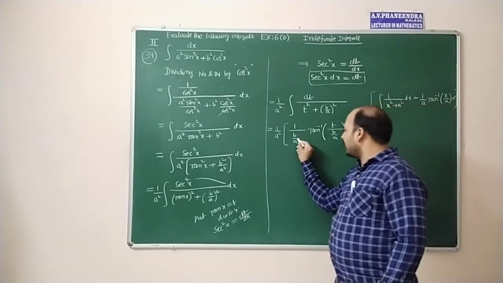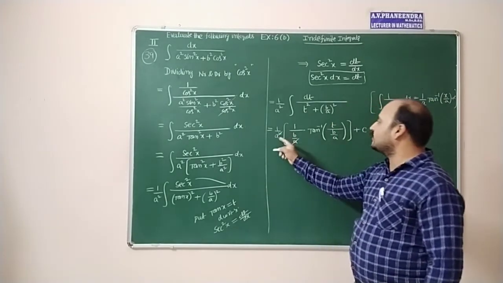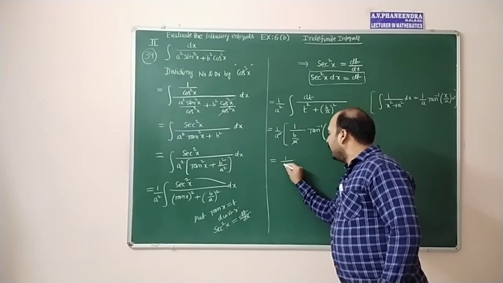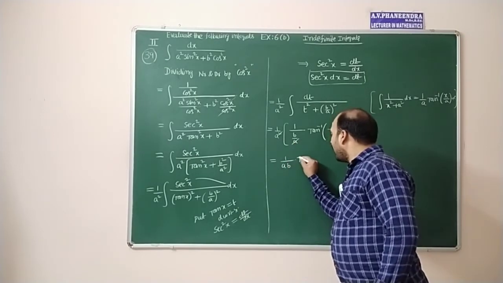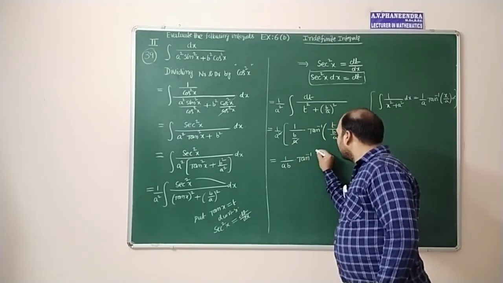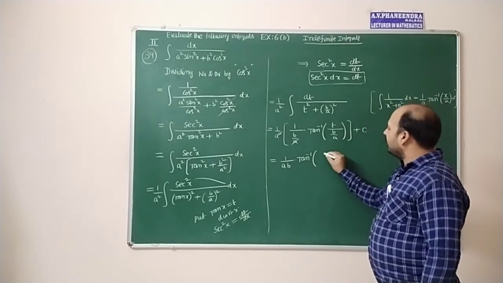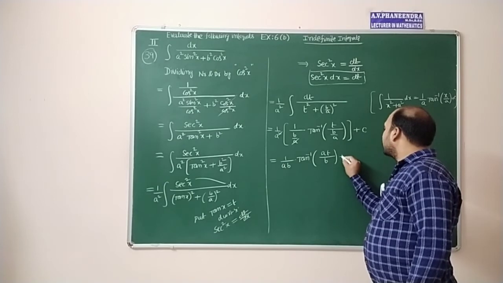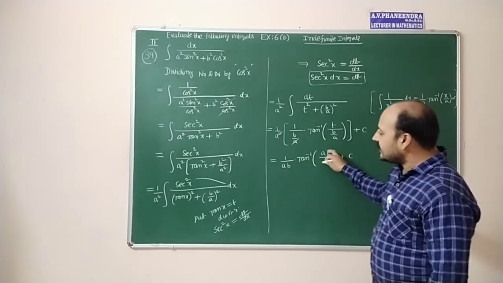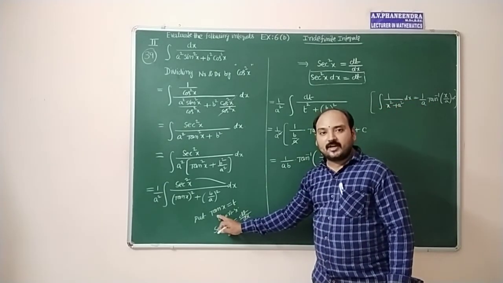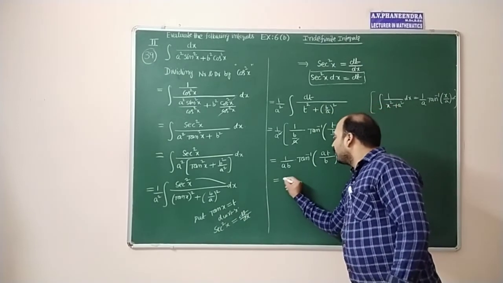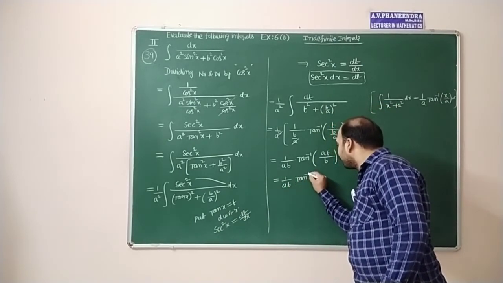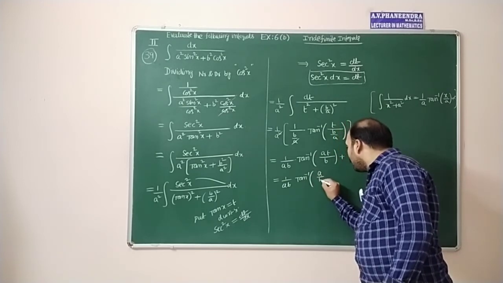So here one of the a's cancels. Which is equal to 1 by a into b, ab, tan inverse of the denominator of the denominator becomes the numerator, a divided by b, plus c. Now wherever t is there, we have to write tan x again. Therefore, 1 by ab into tan inverse of a by b into tan x plus c.